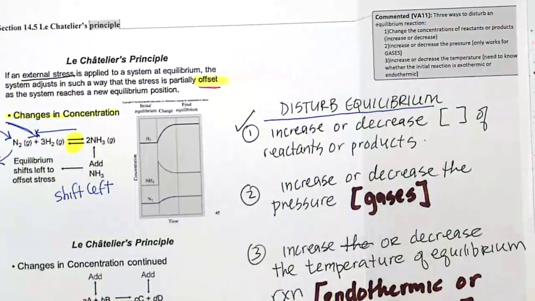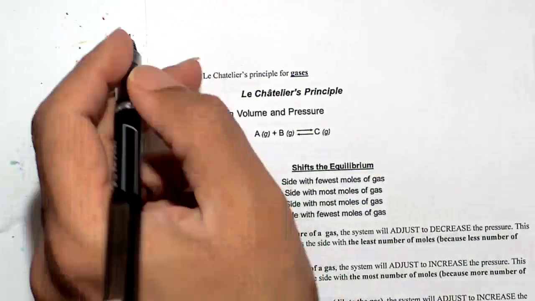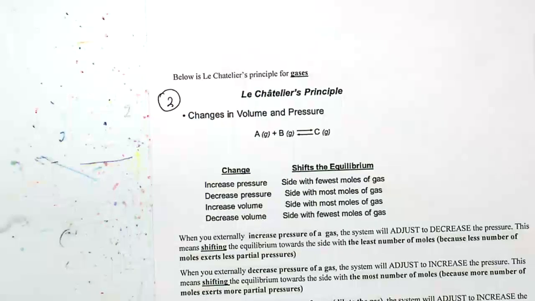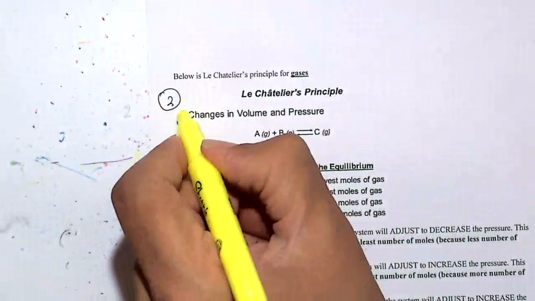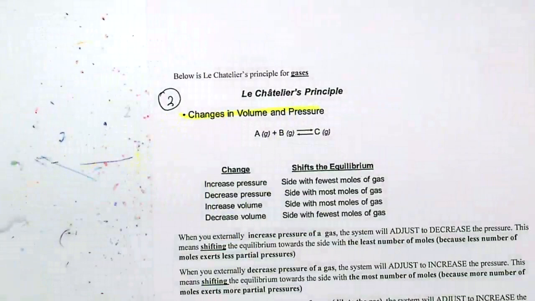All right, the pressure thing is a little bit more tricky, and that's on page 14. What happens if you increase or decrease the pressure? So when we say increase or decrease the pressure, we're talking about gases, okay? We're talking about gases. Okay, this is condition number 2. Change the pressure or change the volume. Okay? So what does this entail?